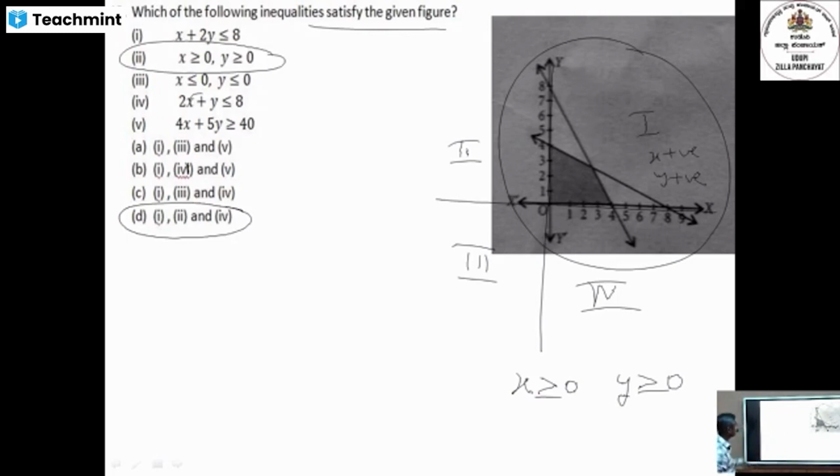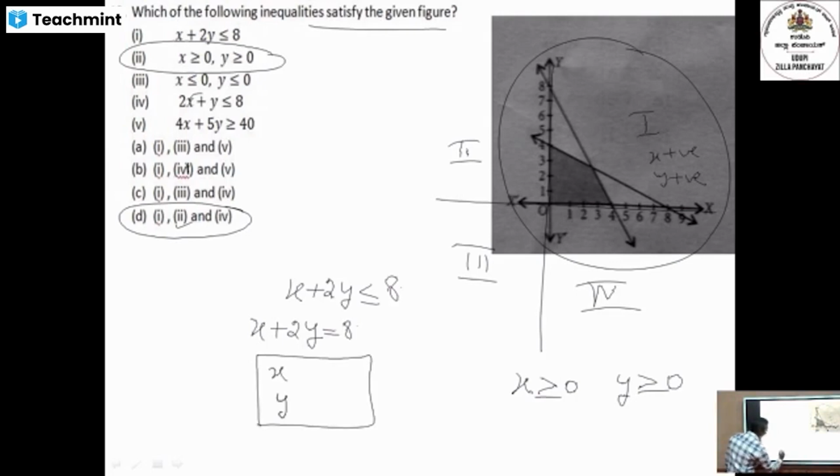We haven't solved the problem, we haven't checked the other conditions. So let us check the other conditions now. 1, 2 and 4. So 2 okay, already the first quadrant is there. One condition is x plus 2y less than or equal to 8. X plus 2y less than or equal to 8 means, you know, you have learned to make a table. X plus 2y is equal to 8. You will make a small table of x, y.